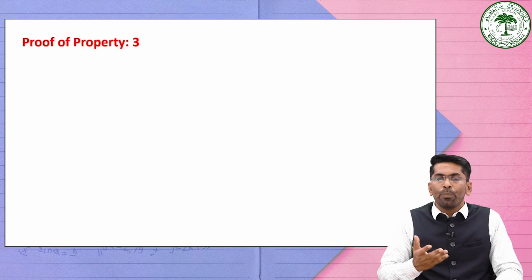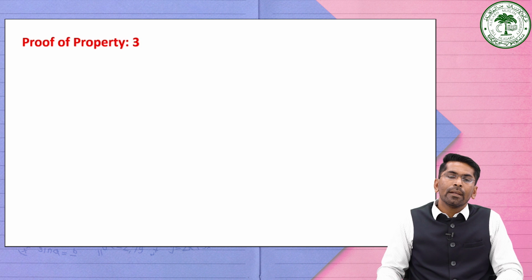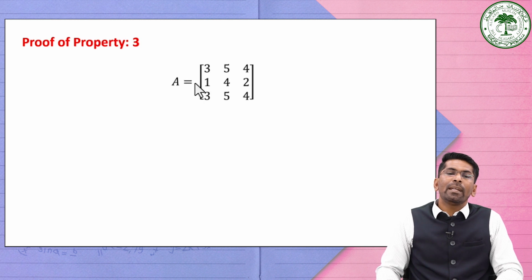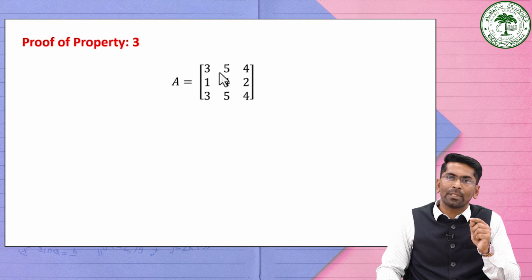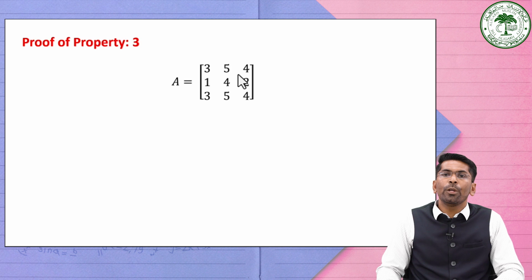Now we are going to prove the third property. The matrix A is 3, 5, 4, 1, 4, 2, and again the first row is repeated here, that is 3, 5, 4. As per the property, if we have two similar rows or columns, then the determinant value is equal to 0. So we are going to prove it.